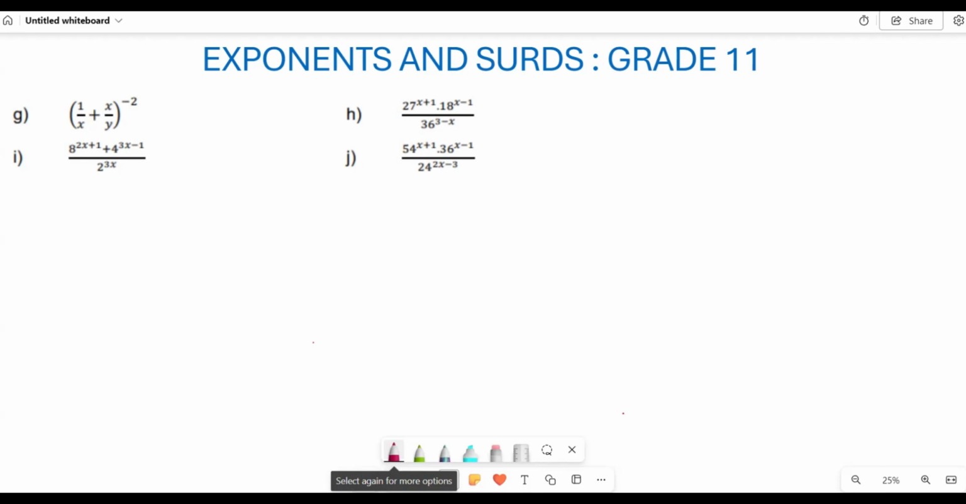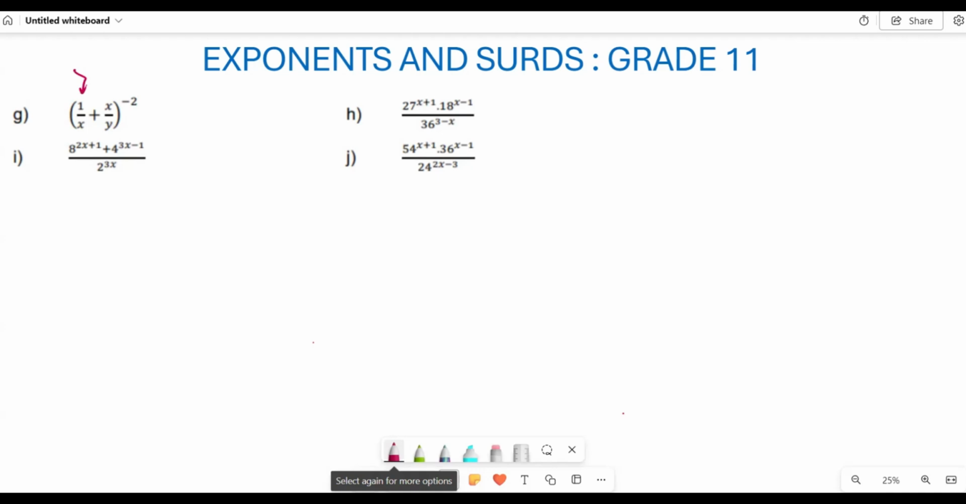So now looking at our number G, what is the first thing that we are required to do here? Firstly, can you see that here we have 1 over x plus x over y, everything to the power of -2. The first thing we can do is start by dealing with the brackets. The bracket consists of what? This is an addition of fractions. So what is it that you're going to do from here? You are going to start here. This is going to be same as what?